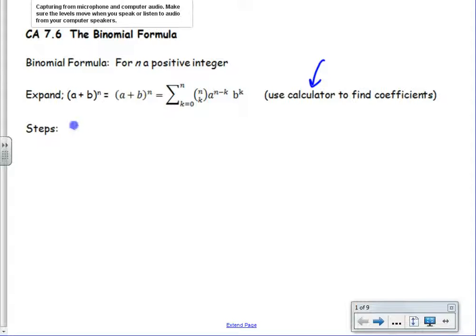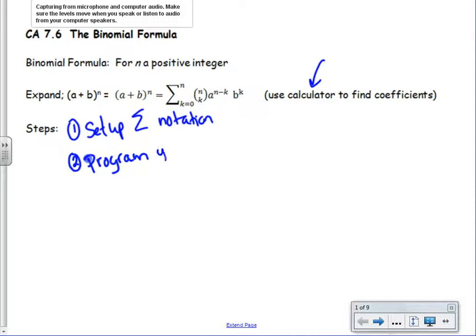So there's a set of steps, and go ahead and write these down for now, even though you've never actually seen this yet. First step is we're going to set up our sigma notation. Depending on the problem and the binomial that we're expanding, we're going to set it up. Step 2, we're going to program our y equals menu with the sigma notation, basically, so we can find our coefficients.